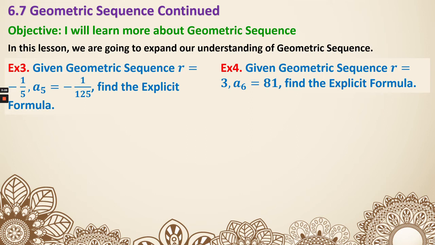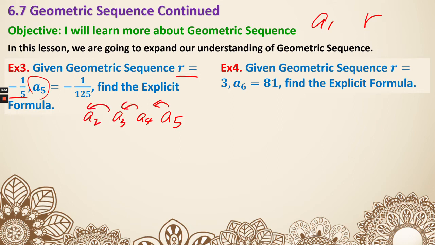So again, no matter what kind of formula you are given, you need to identify a sub 1 and r. In this question, we just have the r given, but no a sub 1. We only have a sub 5. Well, here's the thing. r is basically a relationship in every two terms. So based on that relationship, we can use a sub 5 to find a sub 4, then find a sub 3, and then find a sub 2, and lastly find a sub 1. We can trace it all the way back.